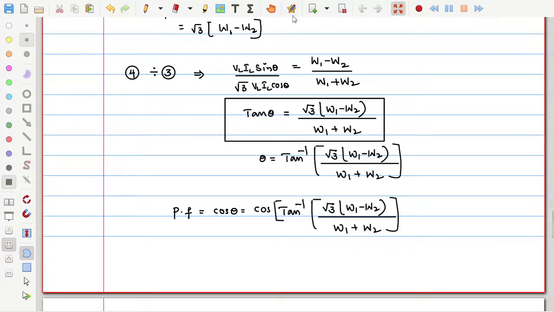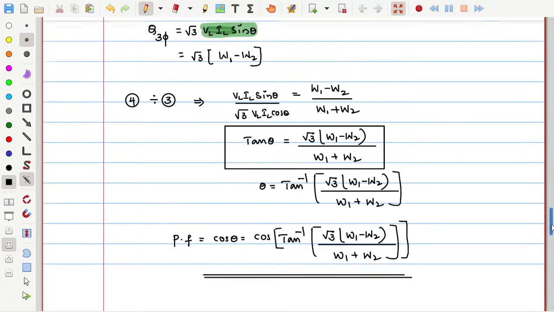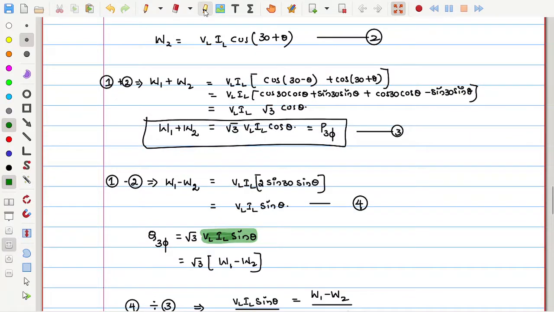So that is the power factor. Okay, up to this is enough about three phase power measurement, and these are the three important factors. How much is the active power? It is W1 plus W2. How much is the reactive power? Root 3 times W1 minus W2. This you should not forget.